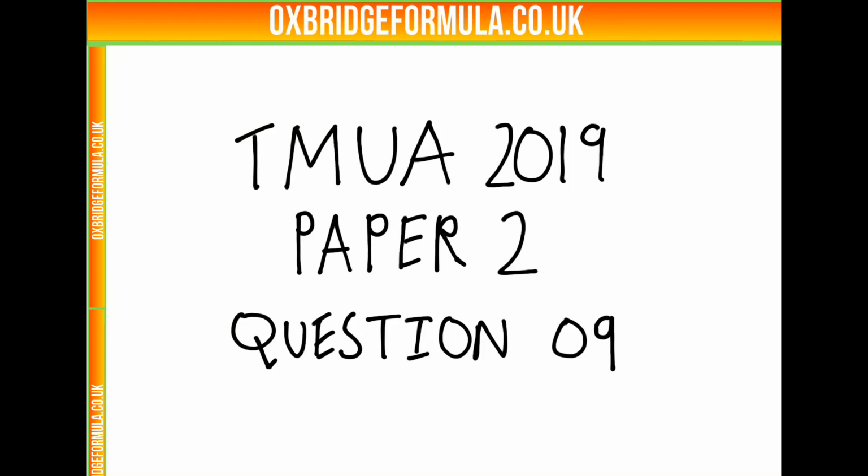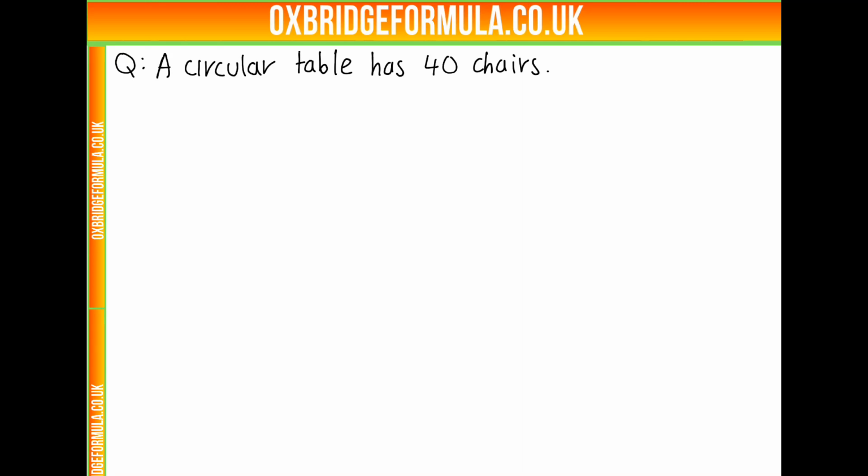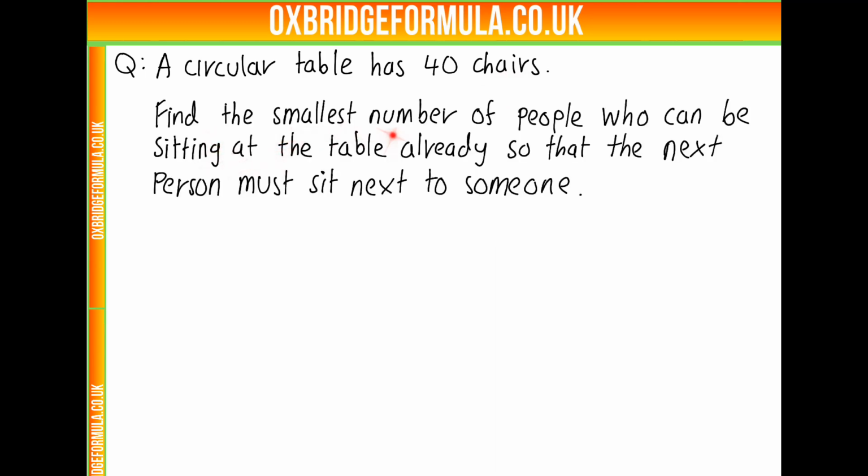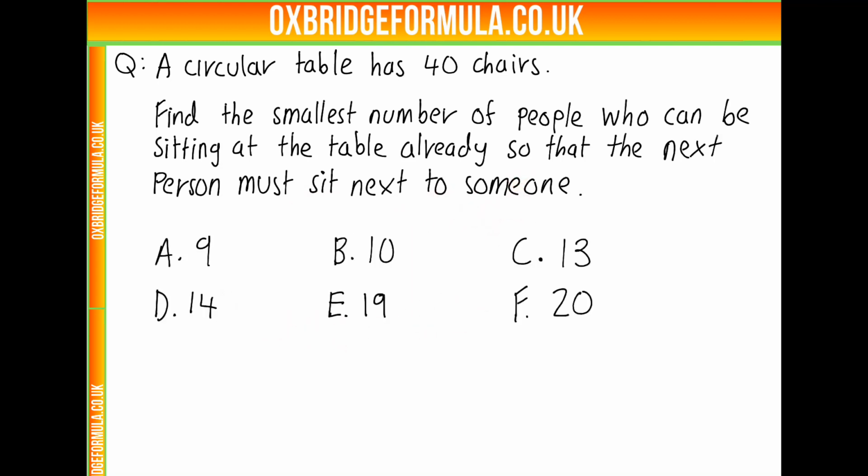This is the solution video for question 9 from paper 2 of the 2019 TMUA or CTMUA exam. In this question we're told a circular table has 40 chairs and we're told to find the smallest number of people who can be sitting at this table already so that the next person who comes to the table must sit next to someone. And we're given 6 possible answers ranging from 9 people already sat at the table all the way up to 20 people already sat at the table.